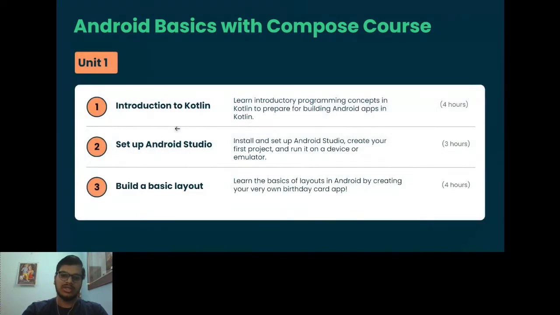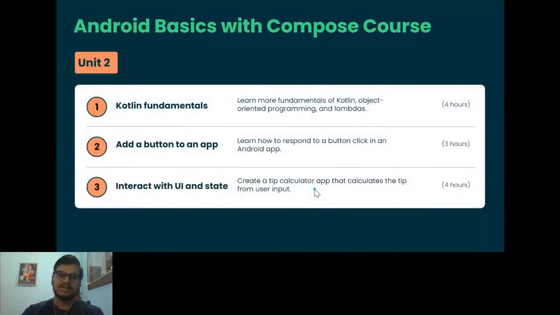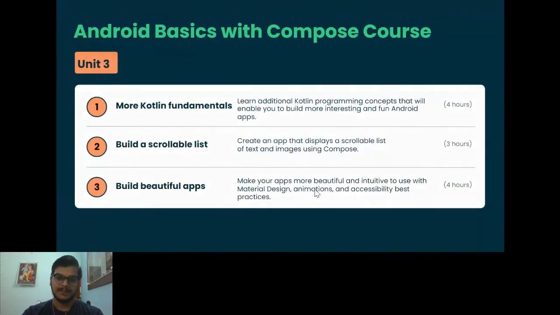This is how the bifurcation of each unit is given. Unit 1, Introduction to Kotlin. We have covered it in session 1. We have also set up Android Studio in session 1. Building a basic layout we will be doing in this session. And there are future units that we will be doing after this.